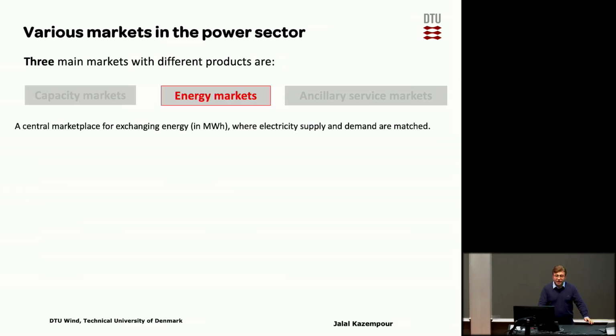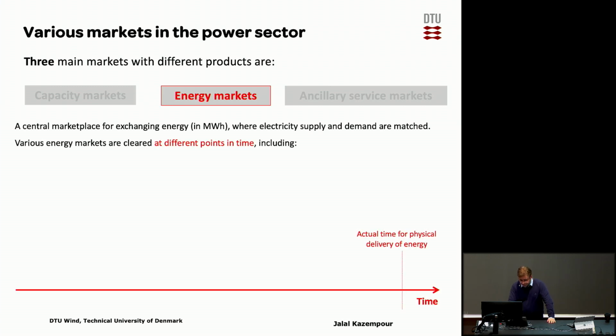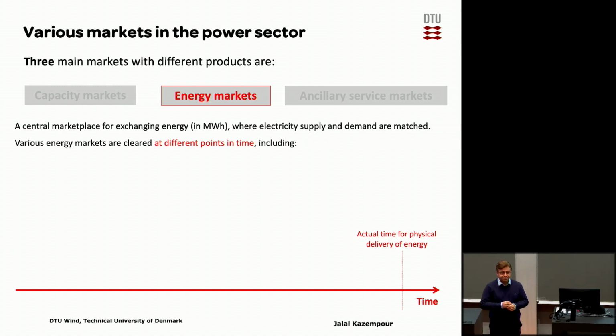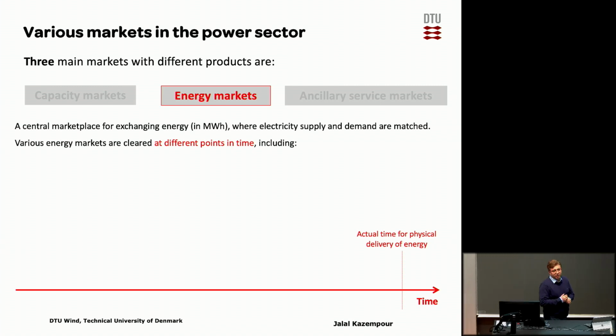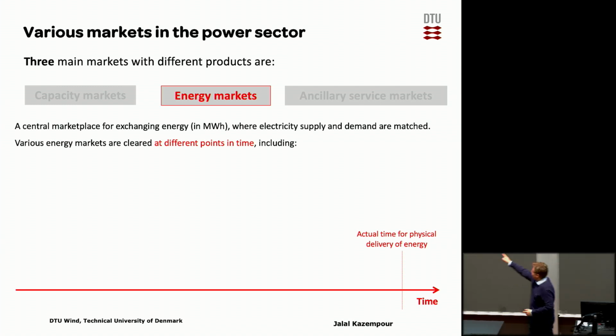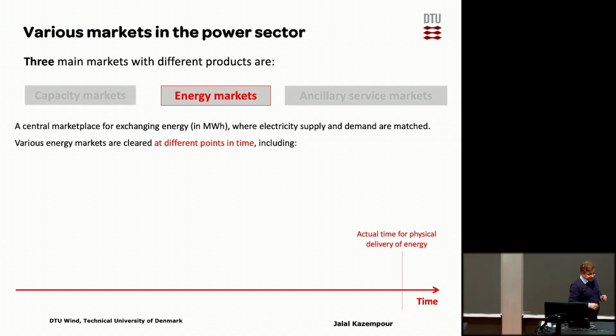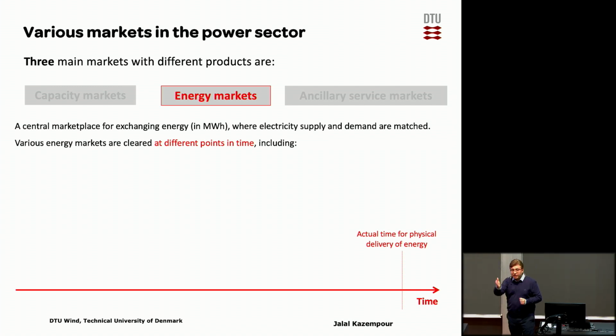Good. Energy markets. An energy market is a central marketplace for exchanging energy in megawatt hour, where electricity supply and demand are matched. But we have various energy markets. We are going to talk about them in this course at different points in time. So this is a time axis. This is the actual time of physical delivery, for example, now or tomorrow.